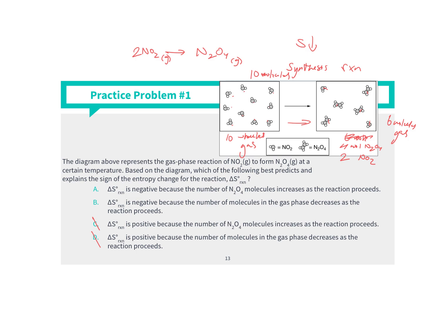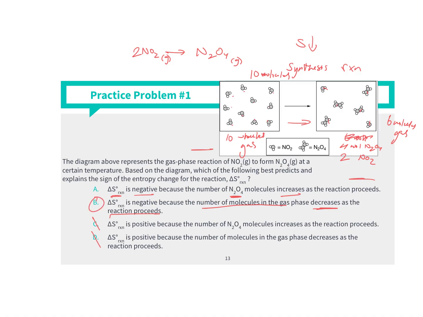If we look at our two options here, one says delta S, or the entropy, is going to be negative because the number of N2O4 molecules increases as the reaction proceeds. That really doesn't cause anything here. It doesn't matter if N2O4 is increasing. What matters more is that we have fewer molecules of gas on the right versus molecules of gas on the left. And that's exactly what B says. It says the number of molecules in the gas phase decreases as the reaction proceeds. And you can see that's exactly true. And so here, our answer would be B.